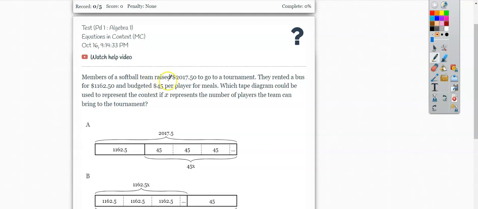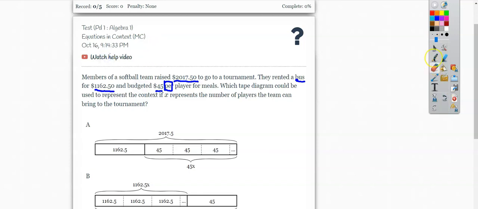So members of a softball team raised $2,017.50 to go to a tournament. They rented a bus for $1162.50 and budgeted $45 per player for the meals. Which tape diagram could be used to represent the context if X represents the number of players the team can bring to the tournament? So let's see here.